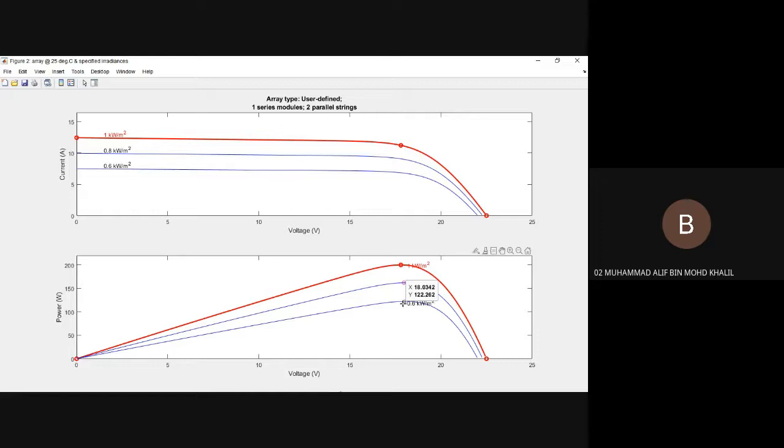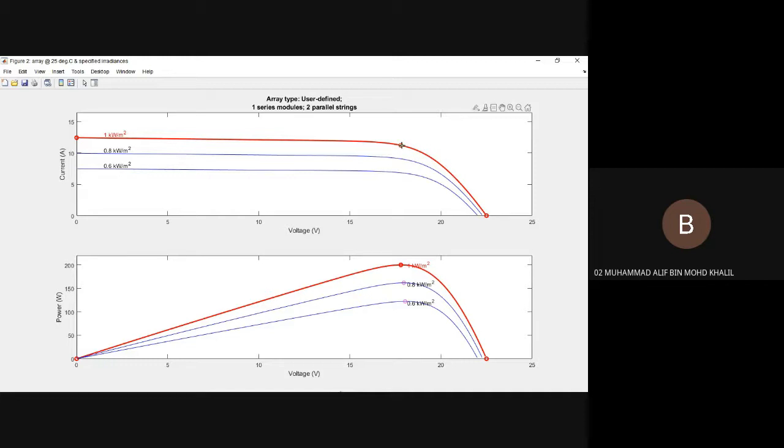The voltage must be 18.0342 at the power of 122.262. So we want to get the MPPT. So the power must reach 200 for the 1000 irradiance, and must reach 161.786 watts in 800 irradiance. Same goes to 600 irradiance. We must get the power 122.262 watts. Okay, and this is the voltage versus current.